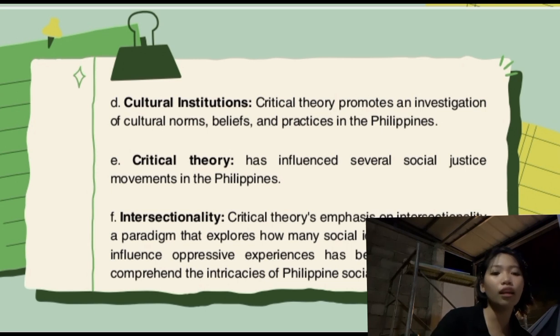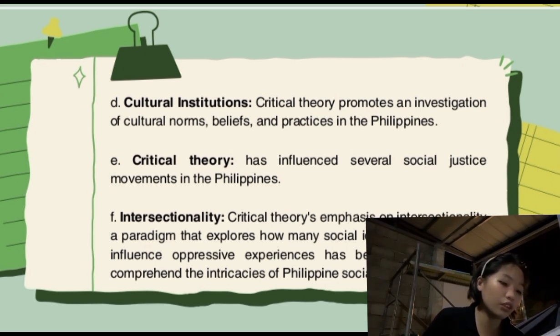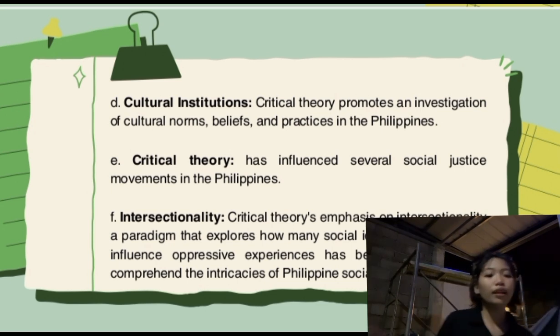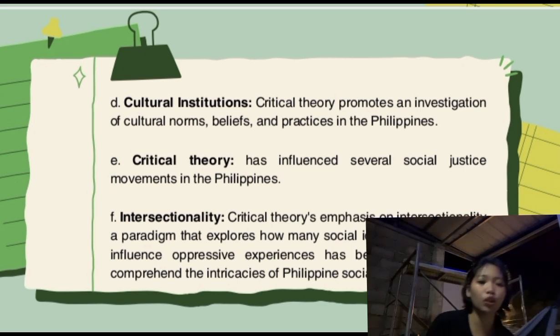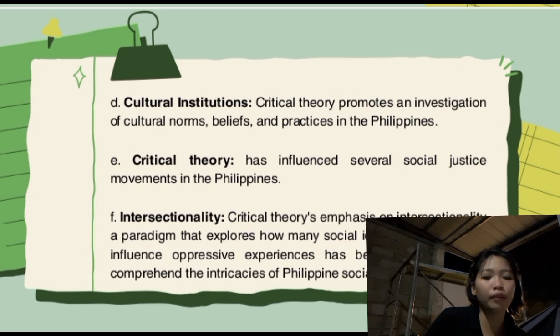So, yeah. Lastly is intersectionality. This critical theory emphasizes intersectionality, a paradigm that explores how many social identities overlap and influence perceived experience. It means this explains how different identities like gender, class, and race combine to create unique experiences. It helps us understand why some are more affected by inequality. In simple terms, there are many factors that overlap and affect a person's life.